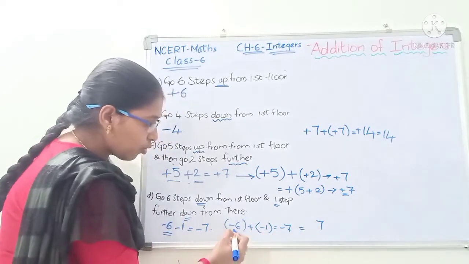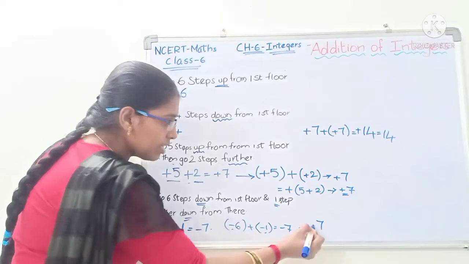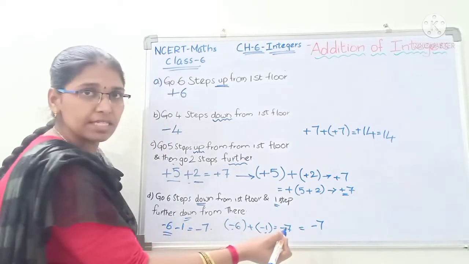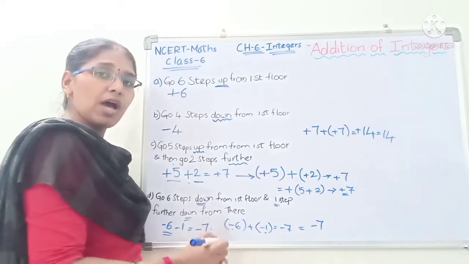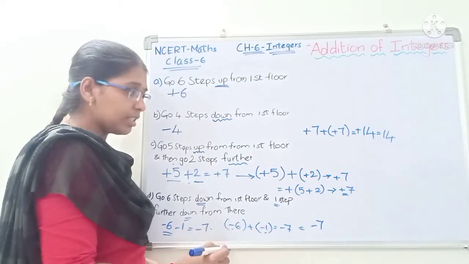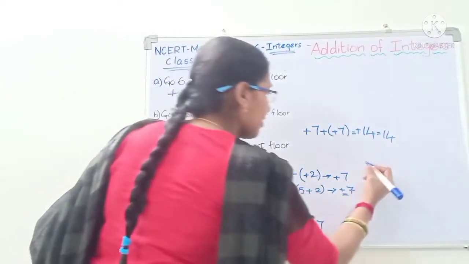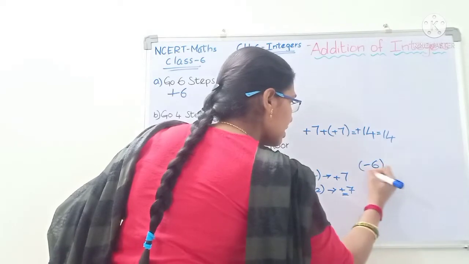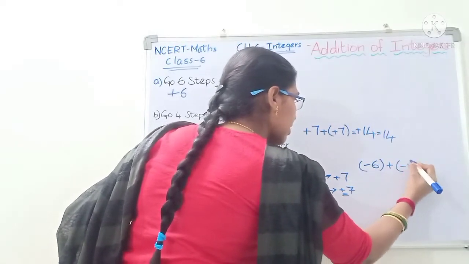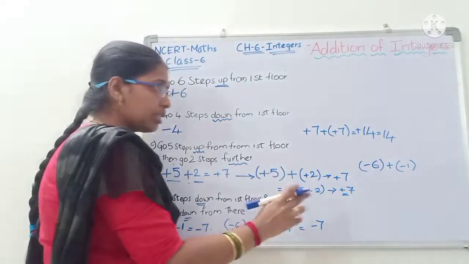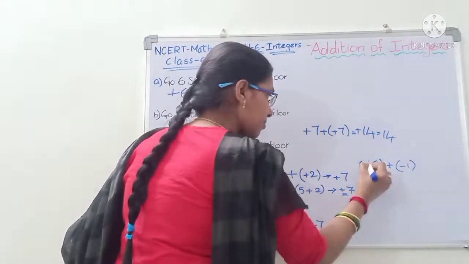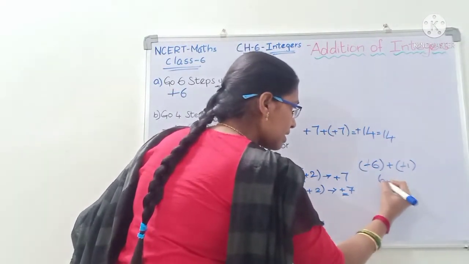As both are negative signs, the answer is just minus 7. That means when you are adding two negative integers, just forget about the sign first. Minus 6 plus minus 1. If you are adding two negative integers, forget the sign first. Just 6 plus 1.